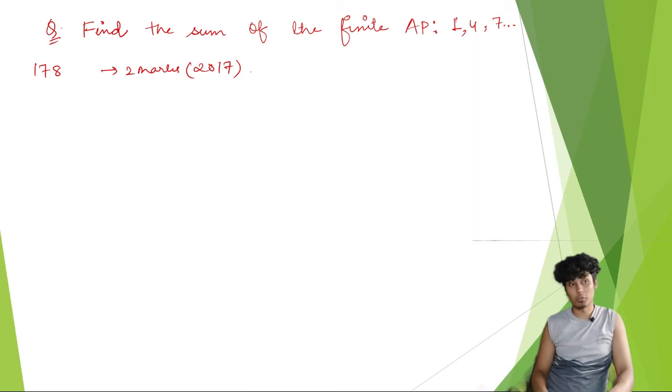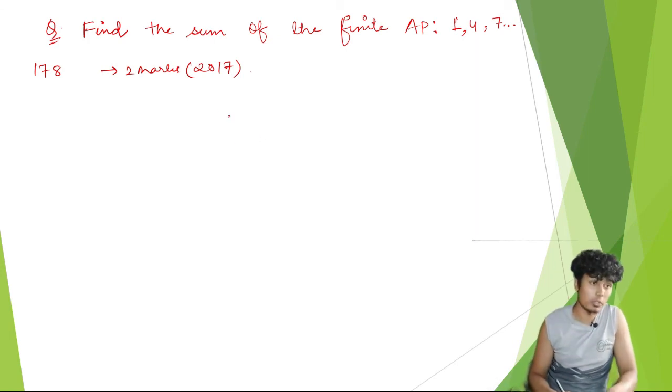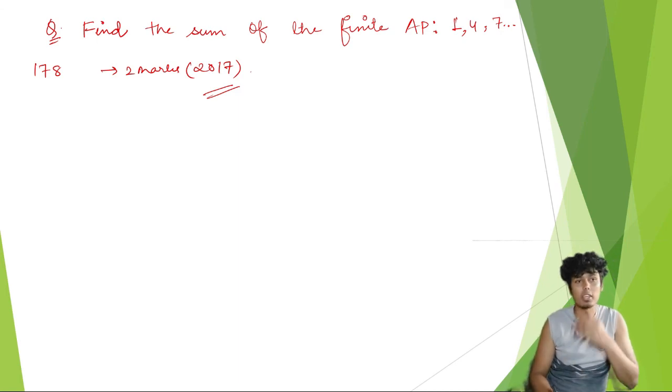We have one or two more questions. This question was asked in 2017. The sum of the finite AP 1, 4, 7, ..., 178. We need to find the sum. Sum of an AP. This AP is given.